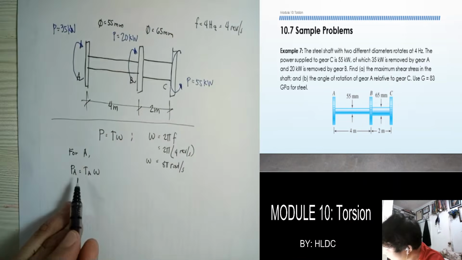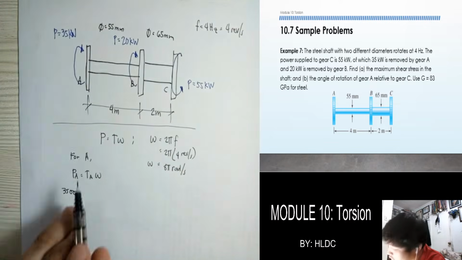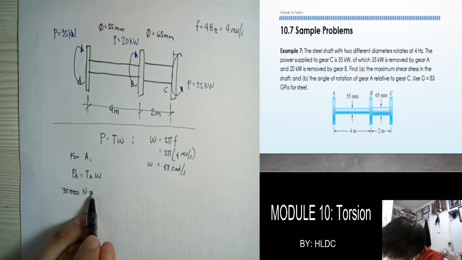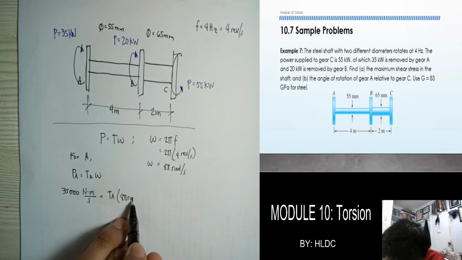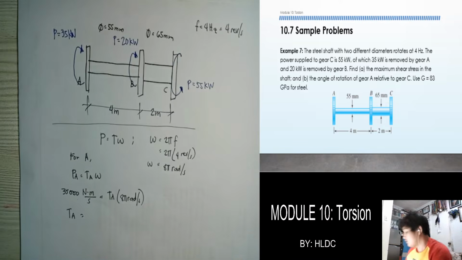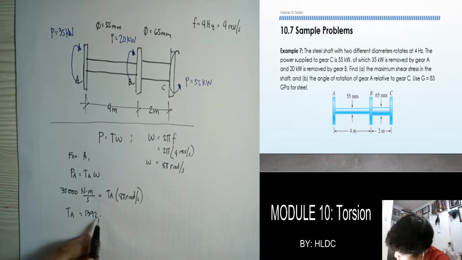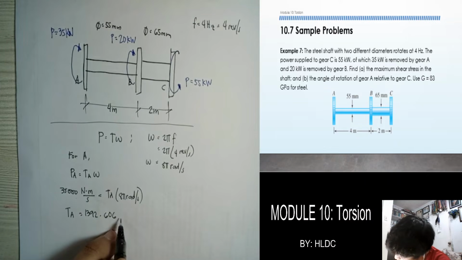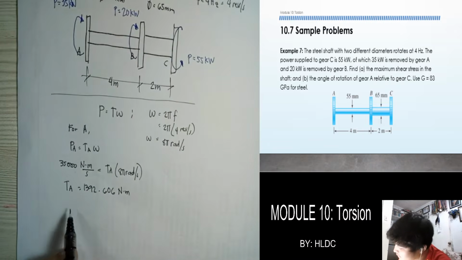Okay? So, lagay ko to dito, 35,000. Kasi 35 kilowatts. So, 35,000 watts yan or 35,000 Newton meter per second. So, TA and then 8 pi rad per second. So, ilan ang torque at A? So, that is 1392.606. Unit is Newton meters.